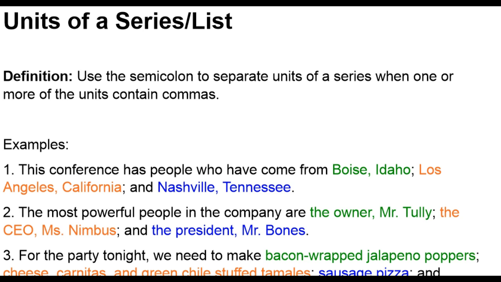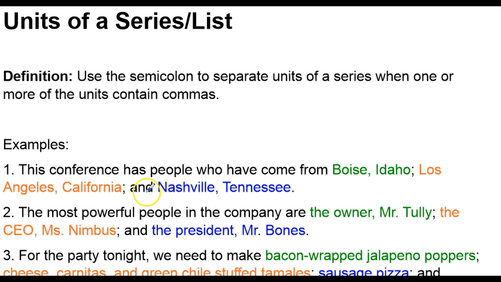Now, after each unit, not before each unit, after each unit, I'm going to put a semicolon. So that's why you'll see that semicolon here after Idaho and the semicolon after California. And then there's that last one there. So my semicolons separate each section, segment, unit, however you want to think about it.